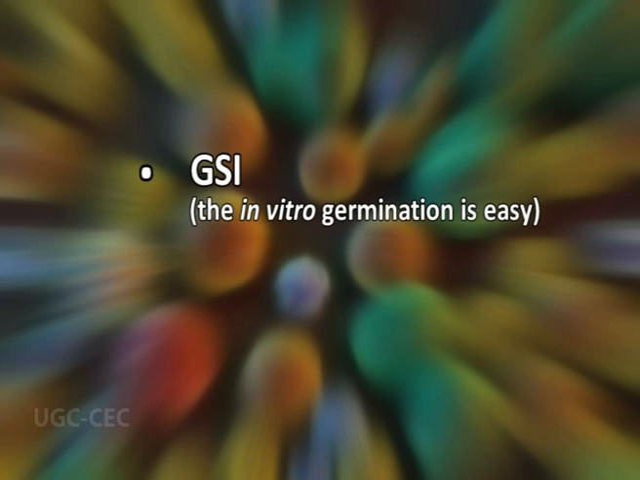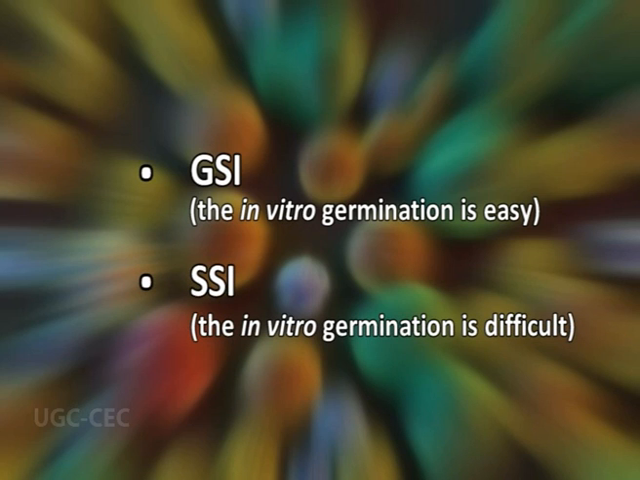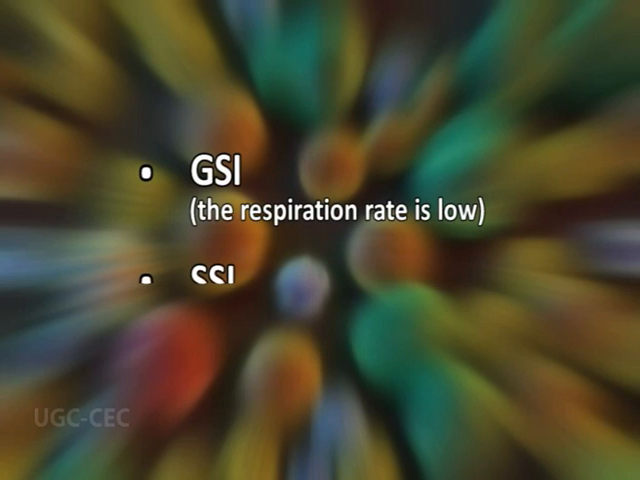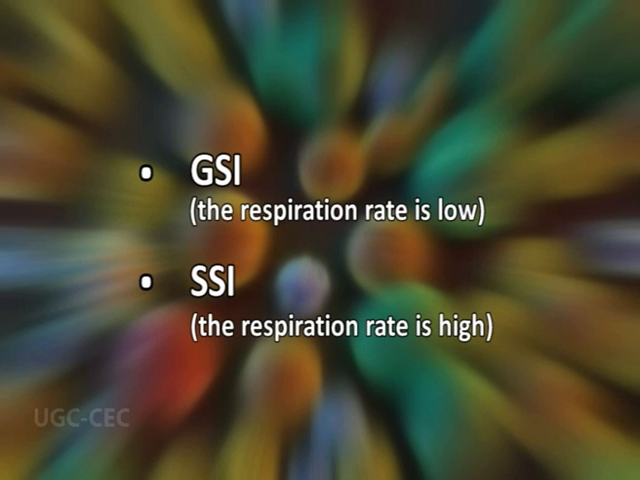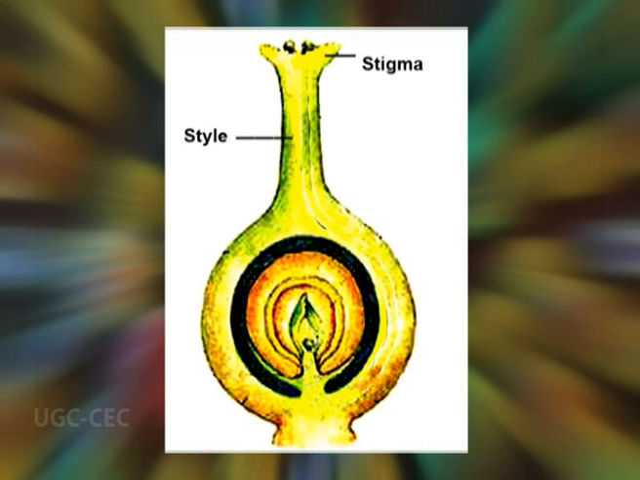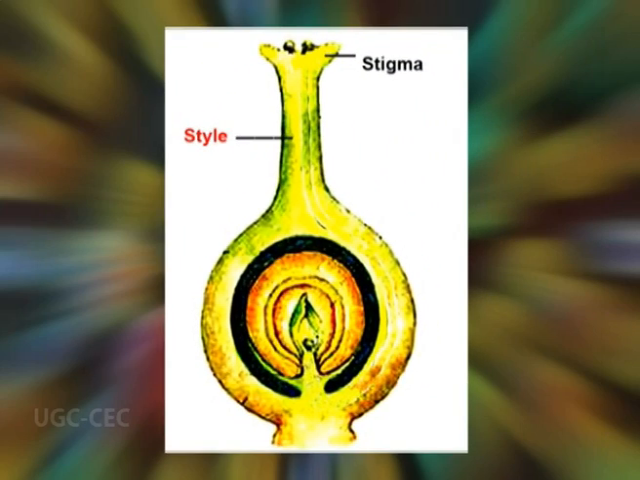Third, in GSI, in vitro germination is easy and in SSI it is difficult. Fourth, in GSI, the respiration rate is low, whereas in SSI it is high. Fifth, the stigma in GSI is wet and in SSI it is dry. Sixth, the rejection reaction in GSI takes place in the style, whereas in SSI it takes place on the stigma.